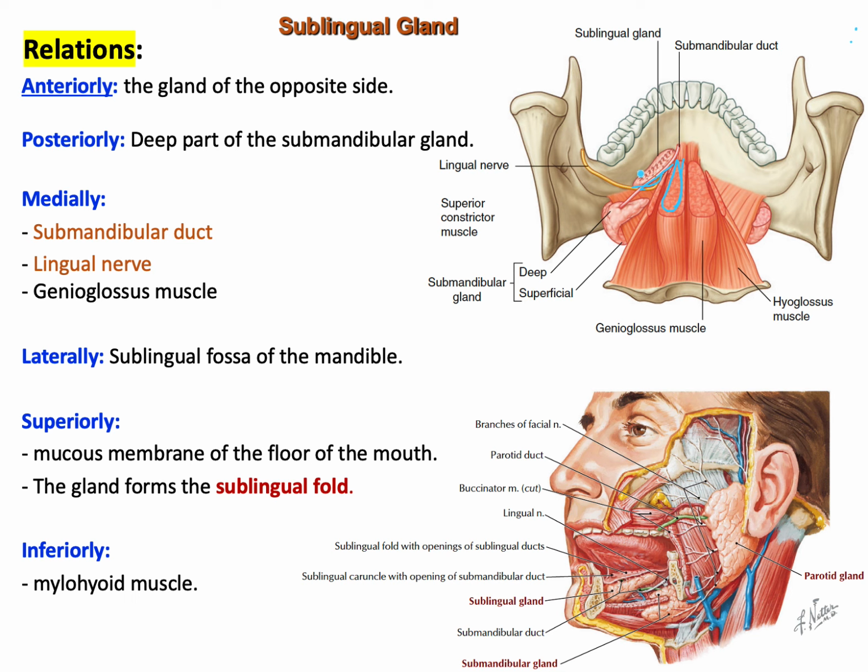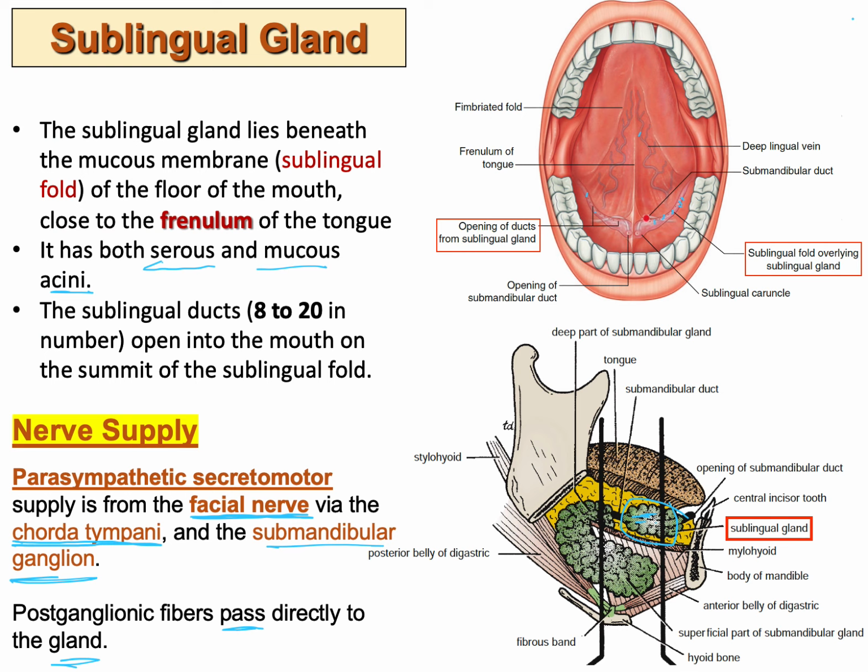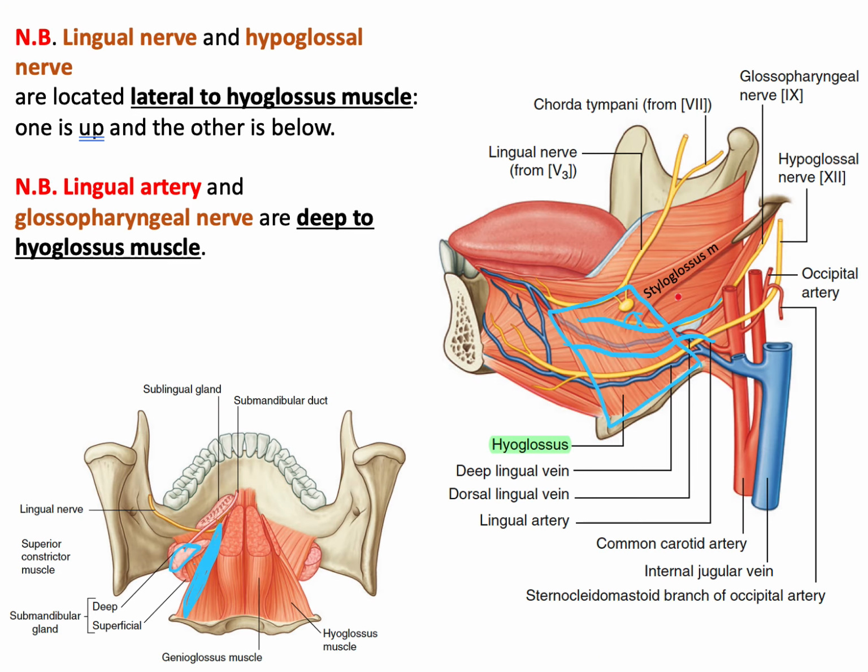Now, laterally, there is a fossa, which is the sublingual fossa of the mandible. Superiorly, you know, guys, the gland is just covered by a mucous membrane. It's located under the mucous membrane that forms the floor of the oral cavity. So superiorly, there is the mucous membrane of the floor of the mouth, and the gland forms a kind of fold. Okay, let me show you here.